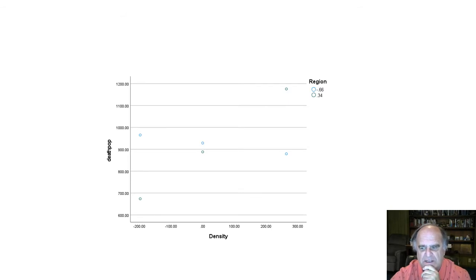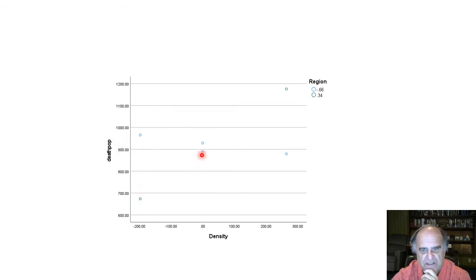Okay, so I'm skipping some steps here, but I've plotted the values now so we can interpret them more easily. And you can see, hopefully, that as the density increases, so do the number of deaths, but only for people who are living in the north.